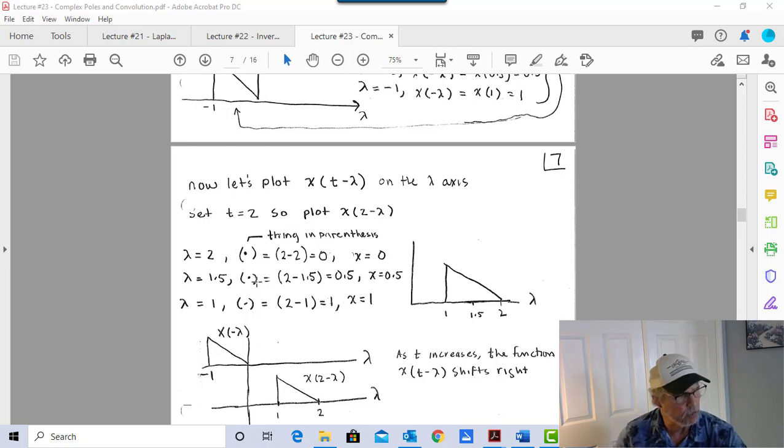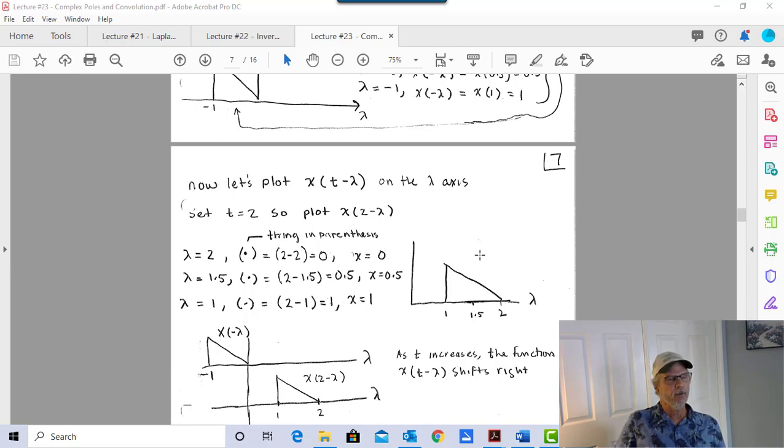Now let's say lambda equals 1.5. T is going to remain at 2 because t is 2. It's a constant here. And so t minus lambda gives us 2 minus 1.5. So the thing in the dot is 0.5, and x of 0.5 up here was 0.5. So I get this point. Now let's look at lambda equals 1. So t equals 2 minus 1 gives me 1. So the thing in the parentheses is 1, and x of 1 is equal to 1. So here is my third point.